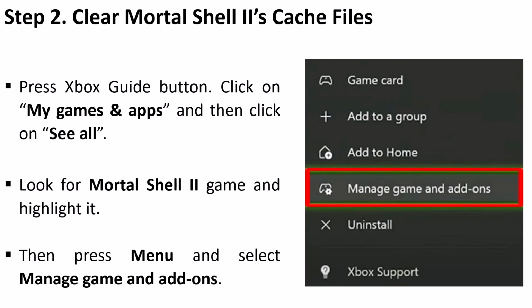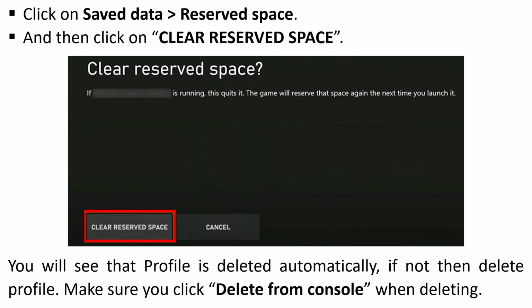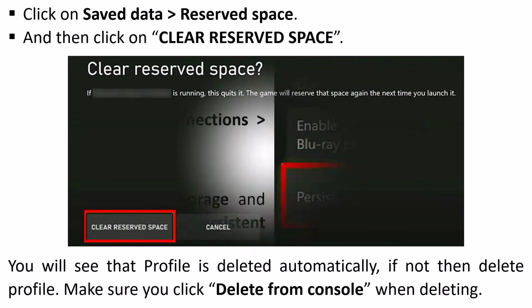Step 2 is to clear Mortal Kombat 2 cache files. So press Xbox guide button, click on My Games and Apps and then click on See All. Look for Mortal Kombat 2 game and highlight it. Then press Menu and then select Manage Game and Add-ons. Click on Saved Data, Reserved Space and then click on Clear Reserved Space. You will see that the profile is deleted automatically. If not, then delete the profile. And make sure you click Delete from console when deleting.